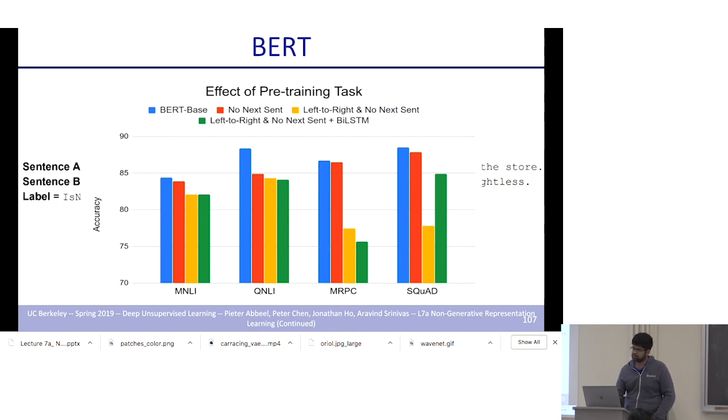With respect to whether you need the entailment task for downstream performance, it seems like you do. The red one is when you don't have the task, and it doesn't work as well as the blue one, when you use both the masked transformer as well as the entailment task. So it clearly helps.